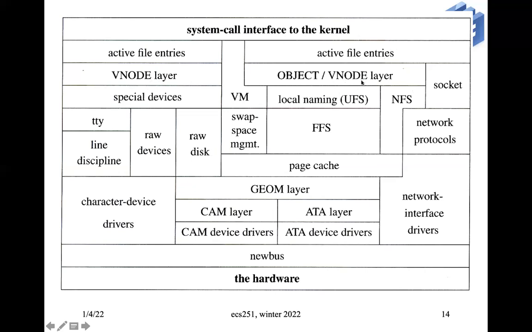And in this picture, on top of that, you actually see something called vNode, which is what we call virtual node, or the virtual file system, which is a major abstraction developed in the 1980s by Sun Microsystems. Now as part of Oracle, they developed the vNode, which turned out to be a preliminary version of today's virtualization.